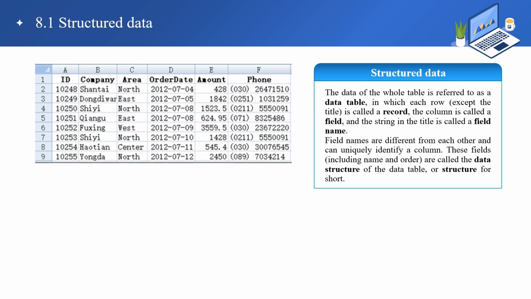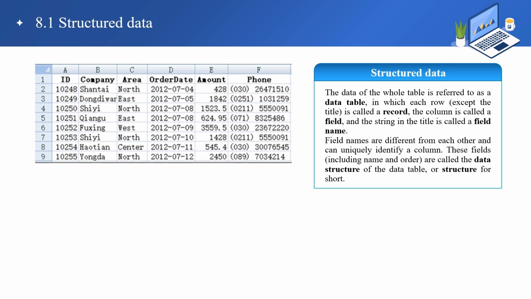The data of the whole table is referred to as a data table, in which each row, except the title, is called a record, the column is called a field, and the string in the title is called a field name. There are 9 records in the visible part of the above table, corresponding to row 2 to 10 of the Excel. There are also 6 fields. The field names are ID, company, area, order date, amount, and phone. Field names are different from each other and can uniquely identify a column.